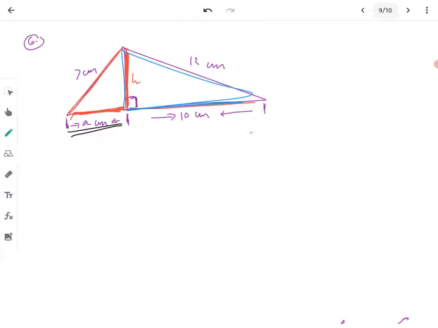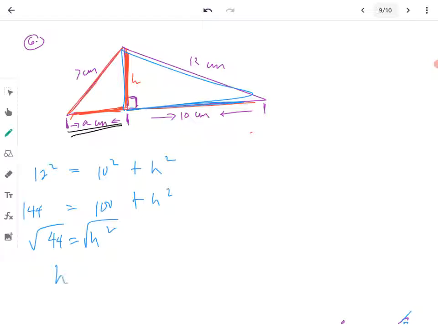This one. So from that, the hypotenuse is 12, so 12 squared equals 10 squared plus 8 squared. So we're just using the same principle, which is the Pythagorean theorem. So we can solve now. We have 144 equals 100 plus 8 squared. Then we have 44 equals 8 squared. Taking the square root of both sides, we have h must be like 6 point something, 6.63.